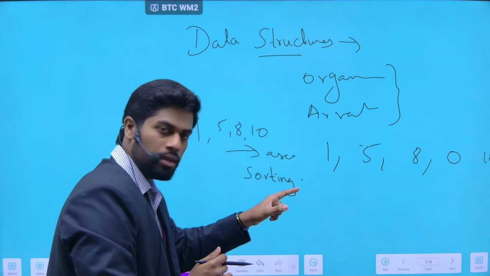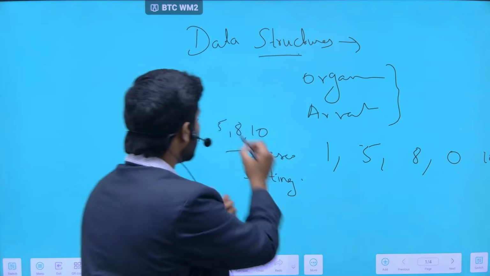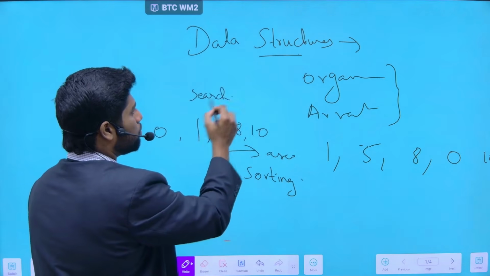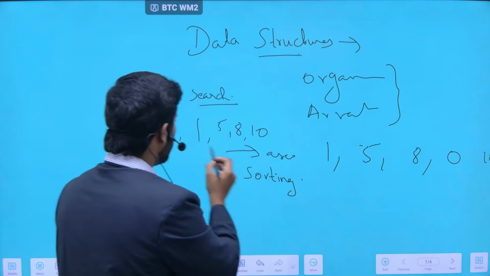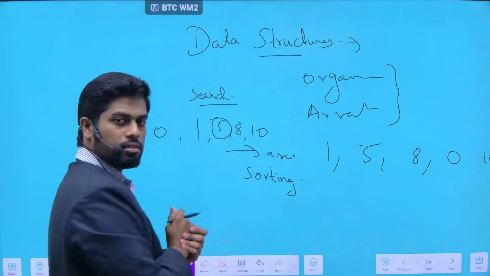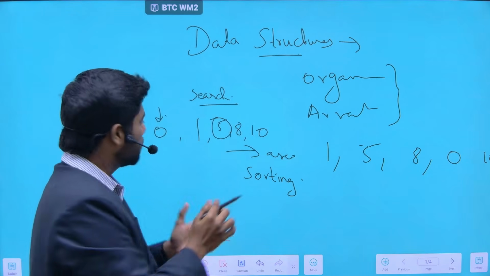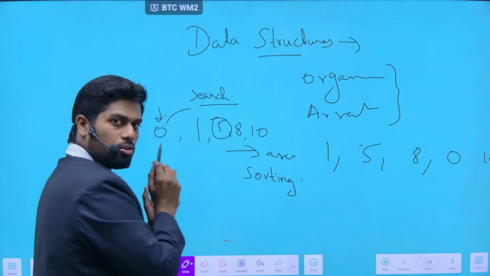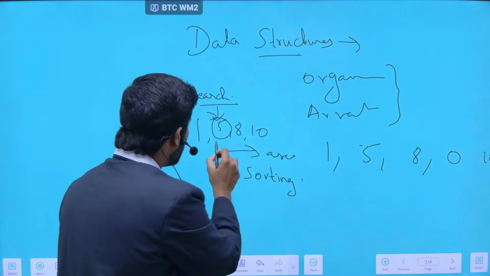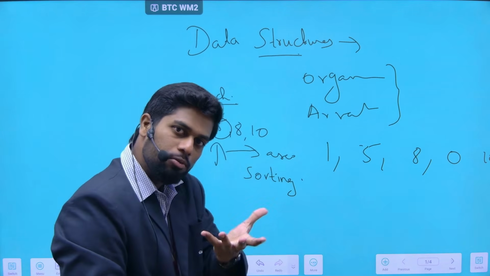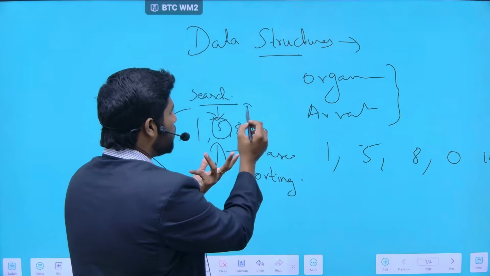Now again I need to find a data. That is the search process. How will you search a data? I need to search for 5. So I compare from the start: does 5 match with 0? No. Does 5 match with 1? No. Does 5 match with 5? Yes. So I have found this element, and where this element is will be its position.